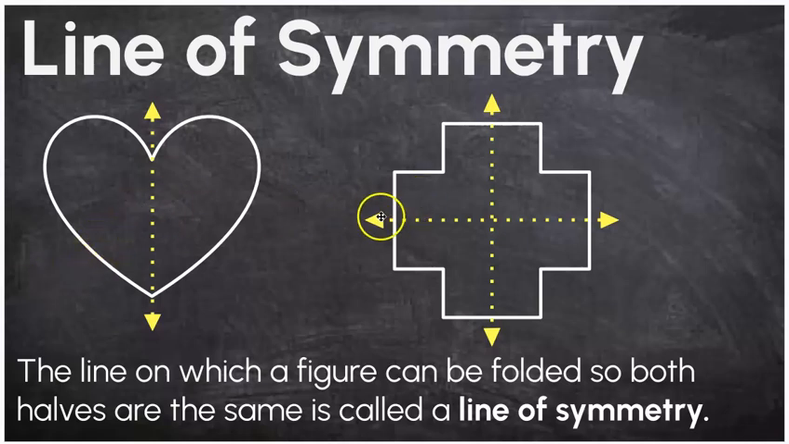We have two shapes again to remind you that a shape can have more than one line of symmetry. This heart can only have one. If I folded it this way, both halves wouldn't be the same. However, this shape could be folded in half here or in half here, and both sides would be the same.